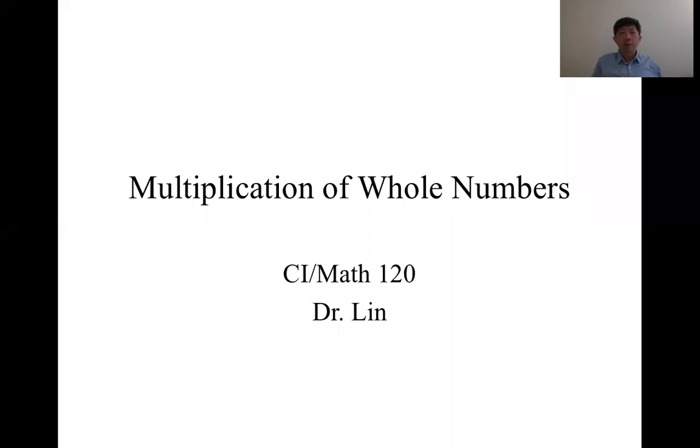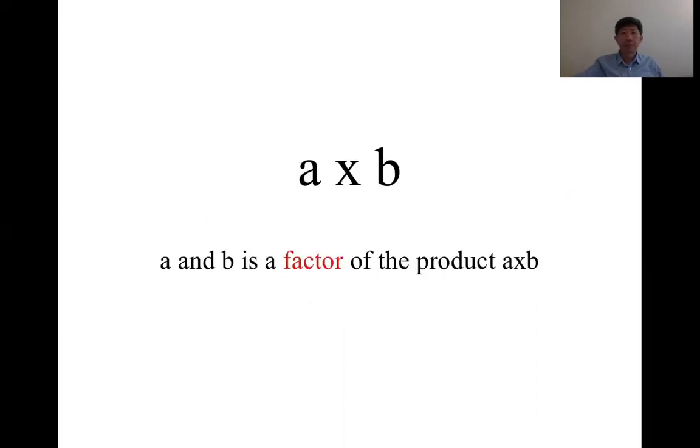Hello, everyone. Today we will learn about multiplication of whole numbers. A times B: A and B are factors of the product A times B. So A is a factor and B is a factor.